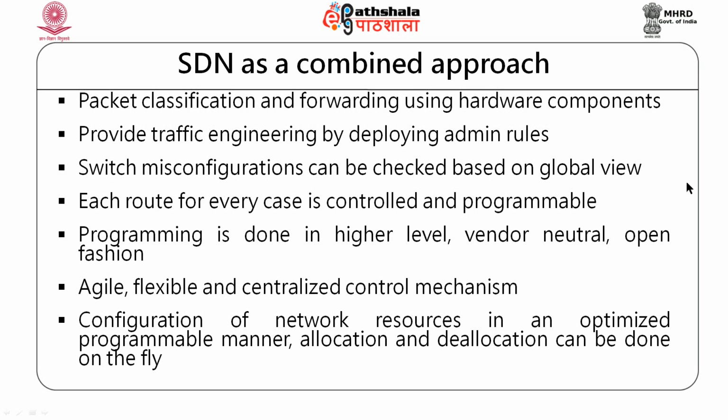You will get a global view of the network, not an individual switch view. You can view the network as a single unit. So, switch misconfigurations and loops can be easily checked and validated. Each route for every case can be controlled, and it is also an interesting word, programmable. What does this mean? Now, this is a very critical word. Programmable means you just program this route using an application, an API, you just write a program, you do not need to do it manually.